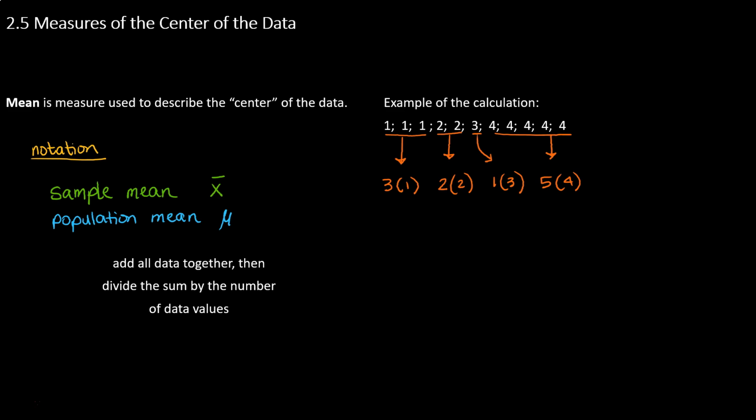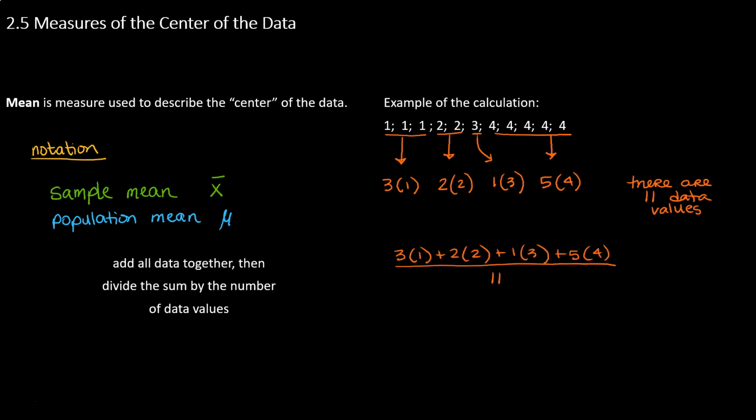Another great thing about doing this is we can see the frequencies: 3, 2, 1, 5. We can add those together to find the total number of data values. We have 11 data values. That's the 2 bits of information we need, the sum of all the data values and the total number of values. With that, we can calculate the mean. We put the sum of all the data values in the numerator, the total number of data values in the denominator. That gives us the calculation for the mean. For this data set, the mean is approximately 2.7.